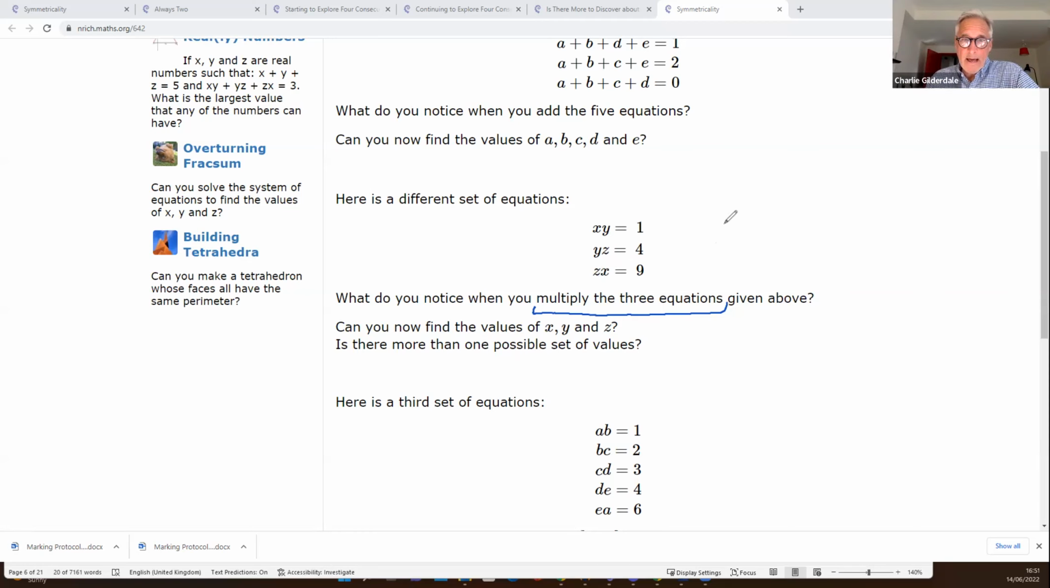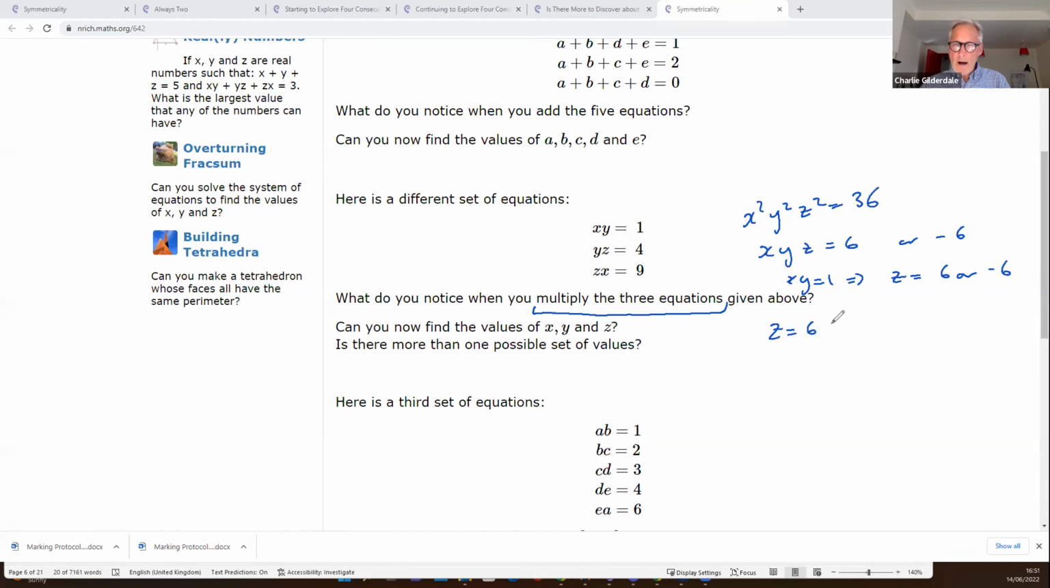Yes, I would multiply everything. Which is a good idea. Yeah. X squared, Y squared, Z squared equals 36. So XYZ is going to be either 6 or -6. So if XY is 1, then Z can either be 6 or -6. And if Z is 6, then Y is going to be 6 divided by 4 and I think 4 divided by 6. Sorry, yes, 4 divided by 6.